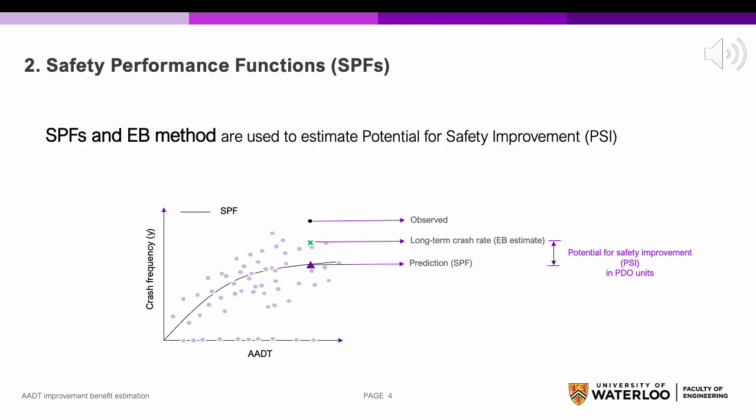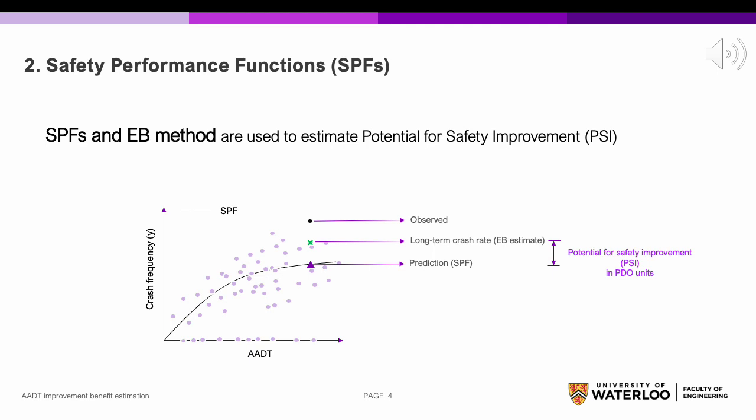Since crashes are random and rare events, it is recommended to use the estimated long-term crash rate instead of the observed crash rate as a more robust risk measure. The common method to estimate the long-term crash rate is called the empirical Bayes, or EB, method.